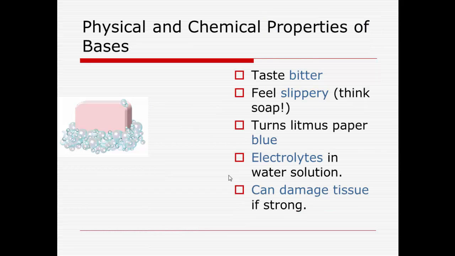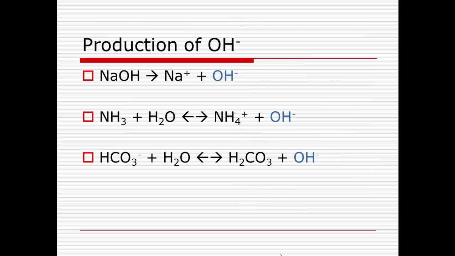So, what are the properties of bases? They taste bitter, and they feel slippery. Think about soap: key ingredients of soap are bases. They turn litmus paper blue. Again, there's that litmus test: acids turn it red, bases turn it blue. They are electrolytes in solution, which means that they produce ions. I also like to point out that they can damage your tissues, like burn your skin. A lot of people think, oh, acids are going to burn me, so bases must be fine. No, bases can actually cause more damage sometimes.